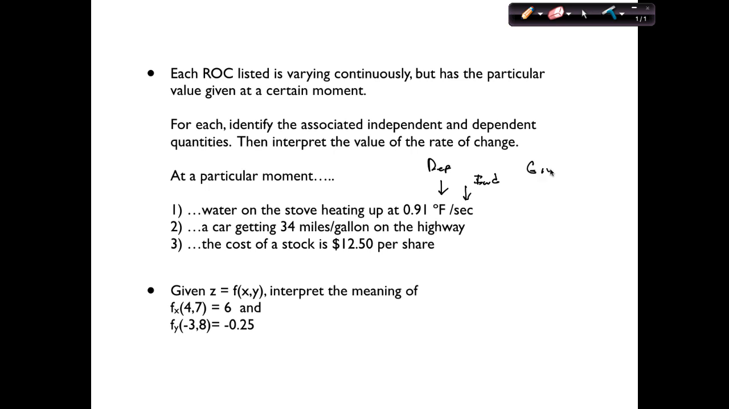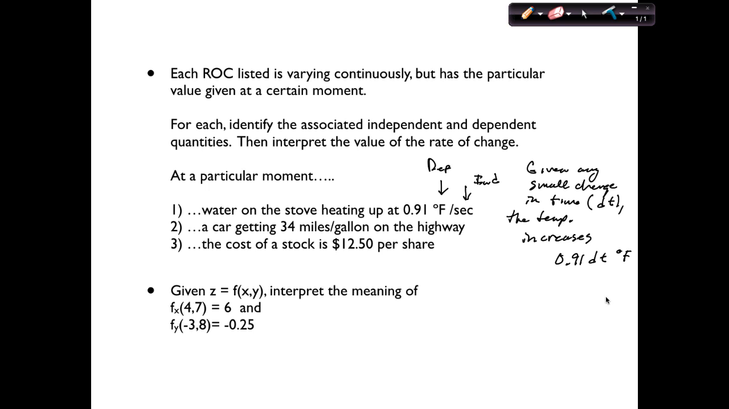Given a small change in time, any small change in time, the temperature increases by 0.91 times that. What do you want to call that small change in time? dt. The temperature increases by how much? 0.91 times dt degrees Fahrenheit. It's a variation of degrees, so it goes up that much.